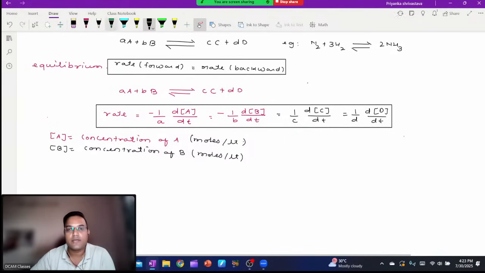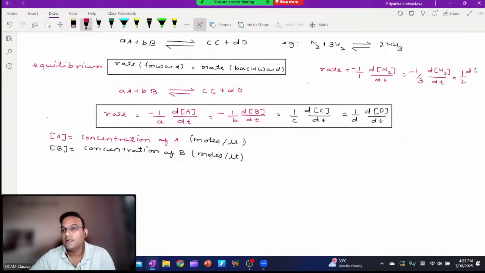If I take the above example only and ask you to calculate the rate of a reaction, I'll give you one question and you will understand. To find the rate of this particular reaction: minus 1 by 1 d concentration of N2 divided by dt is equal to minus 1 by 3 d concentration of H2 divided by dt, or it can also be written as 1 by 2 d concentration of NH3 divided by dt.